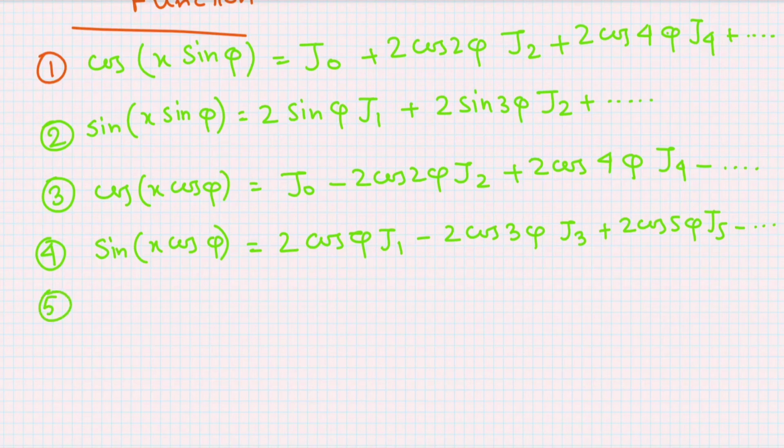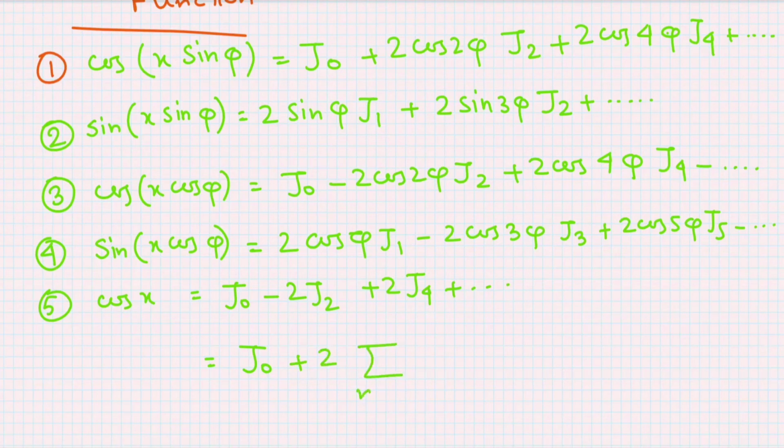Number 5 is cos x. This is equal to J0 plus 2J2 minus 2J4 and so on. So in summation form you can write it as J0 plus 2 into summation n equal to 1 to infinity, minus 1 power n, J2n of x.